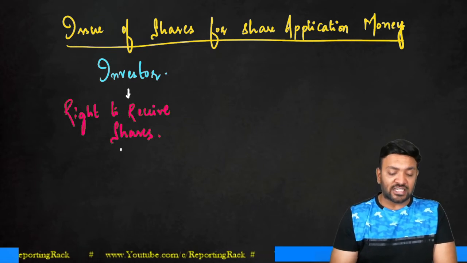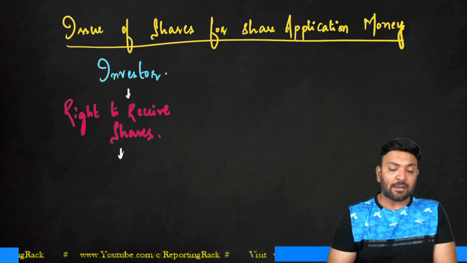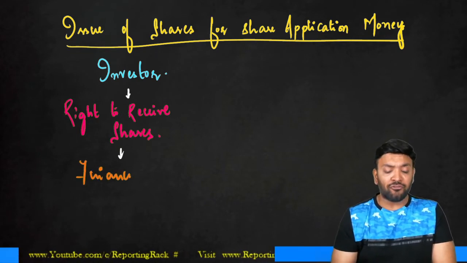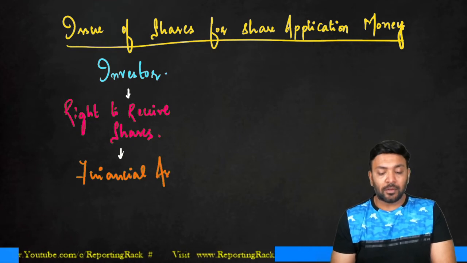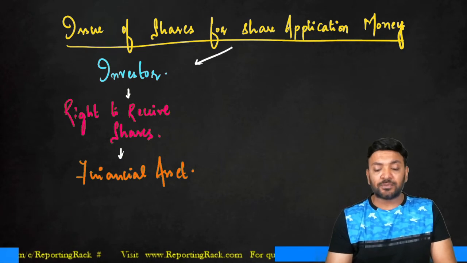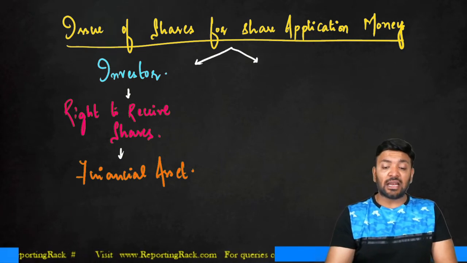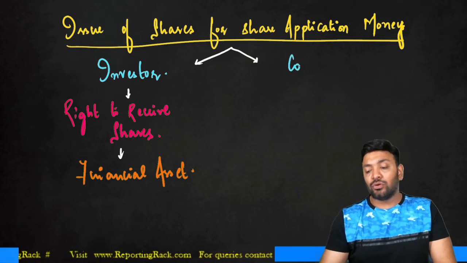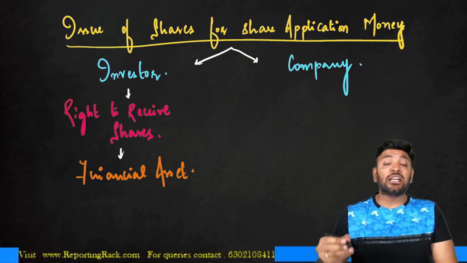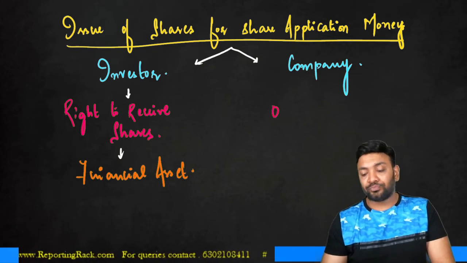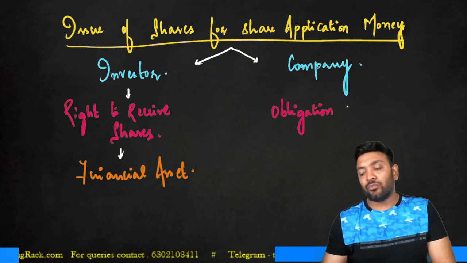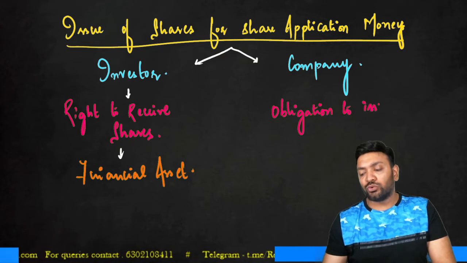This right to receive shares is perfectly an example of a financial asset. But it also gives rise to an obligation to the enterprise, which is the company which collected the share application money. So the company which collected share application money has an obligation to issue shares.